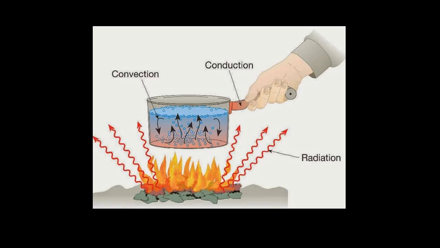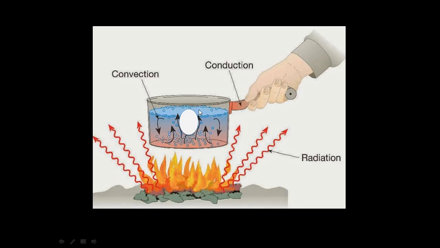So let's say we drop an egg in here. We know that the radiation is warming up the pan, and the water in the pot is moving because of convection. But when we drop an egg in, it starts off cold. So we're going to go from warm, the warm water, to hot. But this is a solid.